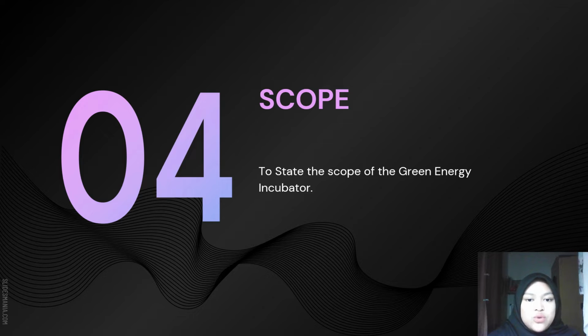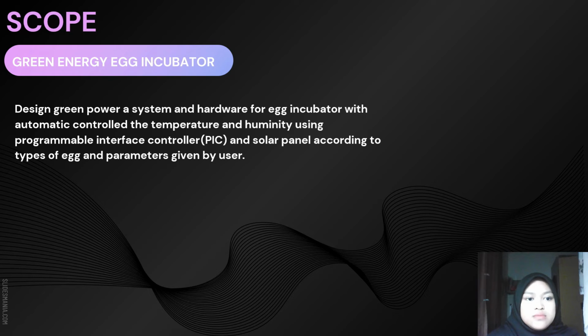Next, we go to the scope, to state the scope of the green energy incubator. So our scope is to design a green power system and hardware for an egg incubator with automatic control of the temperature and humidity using a programmable interface controller, which is PIC, and solar panel according to the types of egg and parameters given by the user.